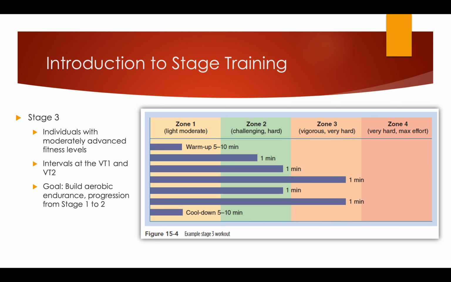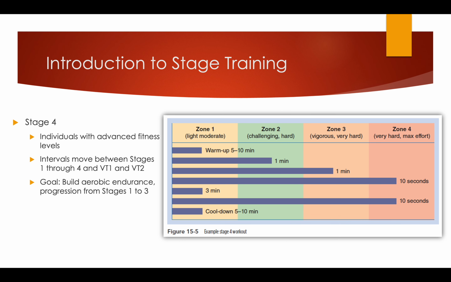Stage four, because if you saw us again, stage three, stage four, much more. This is really for advanced individuals, but for stages one through four, you're still progressing through VT1 to VT2, but here you can see that you're going all out effort. Warm up, 1 minute through zone two, 1 minute through zone three, and then you're going to go 10 seconds of hard, come back down to zone one. 10 seconds of hard, come back down to zone one. All right, so this one here is a little bit more of that true interval base. So a little bit more intensity, higher intensity, higher quality movement.